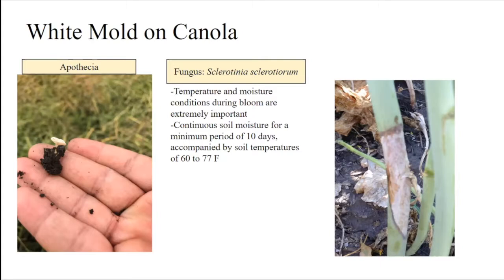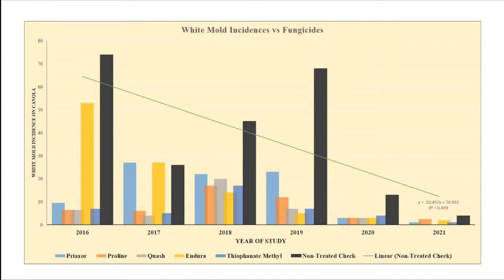I gathered up my data, which I did at the Langdon Research Experiment Station for the past 6 years. 2016 was a very wet year, and I got around 75% disease incidence in the non-treated check. I compared the major chemicals which we use for management of white mold: Preaxar, Proline, Quash, Endura, Thiophanate Methyl. Except Endura in a couple of years, every other chemical was behaving equally in my study test.